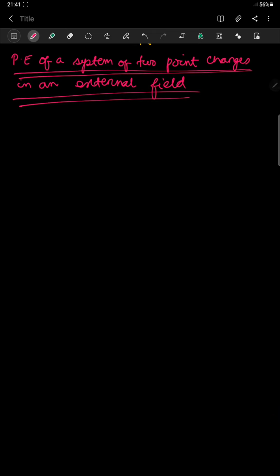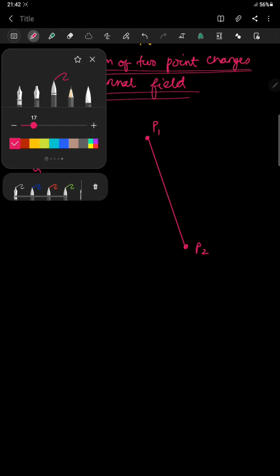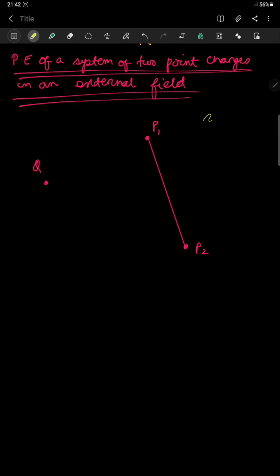What happens here is, you already have a source charge q, and in the presence of source charge q, you bring two charges and keep it. Okay, suppose this is the position p1 and this is the position p2. In the presence of charge q, you bring q1 from infinity, and keep it at position 1. Okay, you will find out what is the amount of work done.